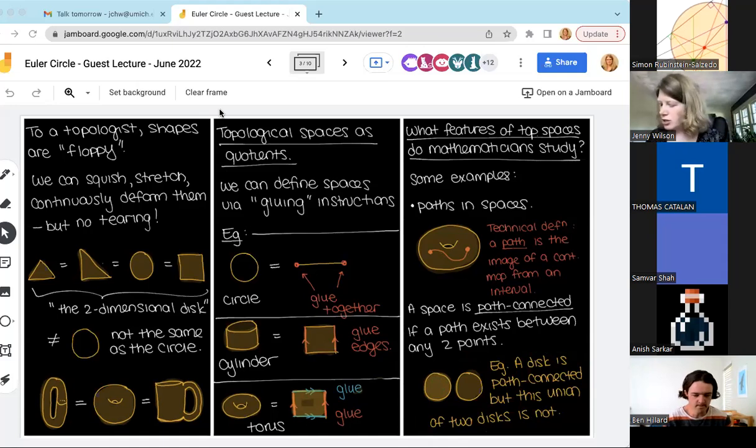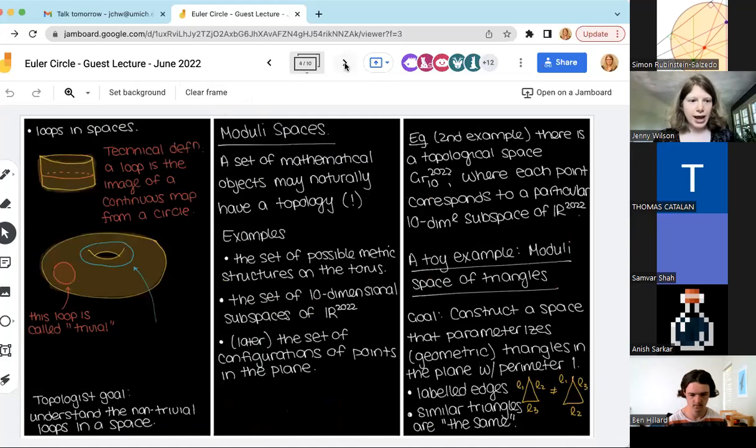However, the union of two disks is not path connected. If I choose a point in this disk and a second point in this other disk, there's no way to draw a path from one to the other. So the union of two disks is an example of a space that's not path connected. So two disks are not homeomorphic to one disk. Not the same topological space. All right. So let's look at another example of something that topologists study. I'm going to move on to slide number 4 now.